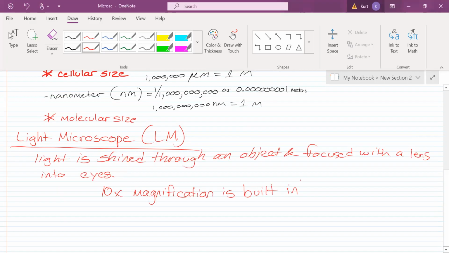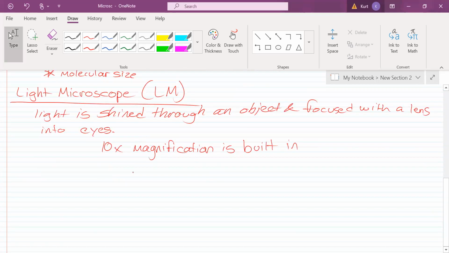For the ones we have here at Plant, and basically any high school in America for that matter, you have 3 objectives. Objectives are different strengths of magnification. We have 4 times, 10 times, and 40 times. But you have to remember that you already had the 10 times built in. So 4 times 10 is 40.